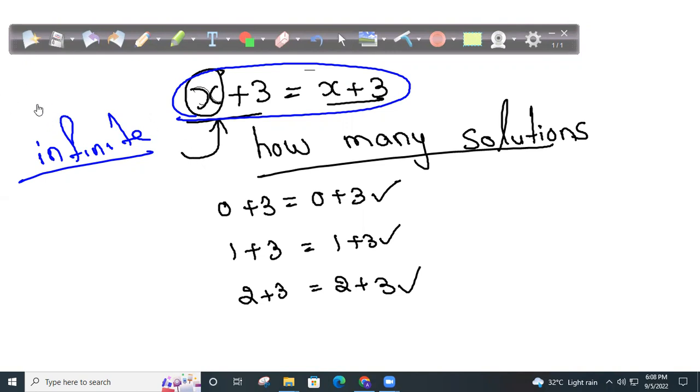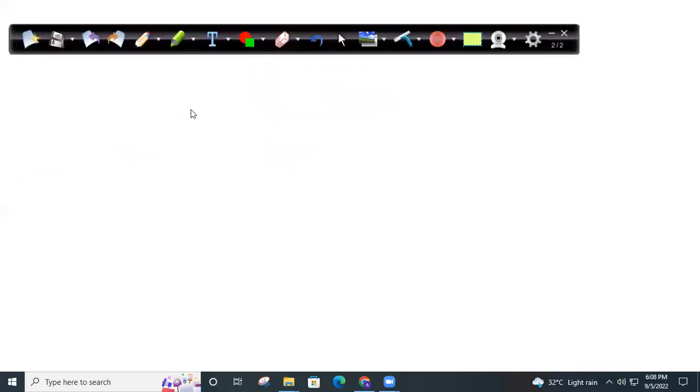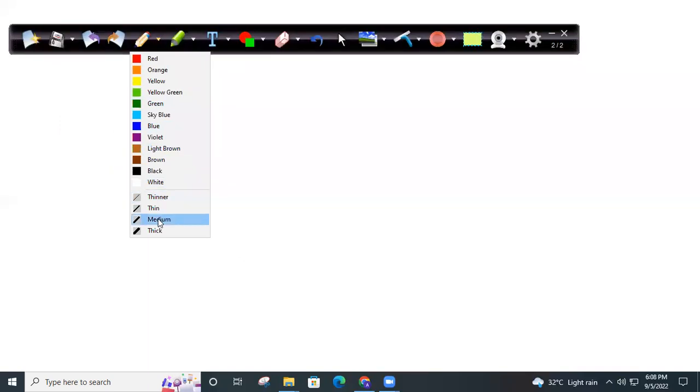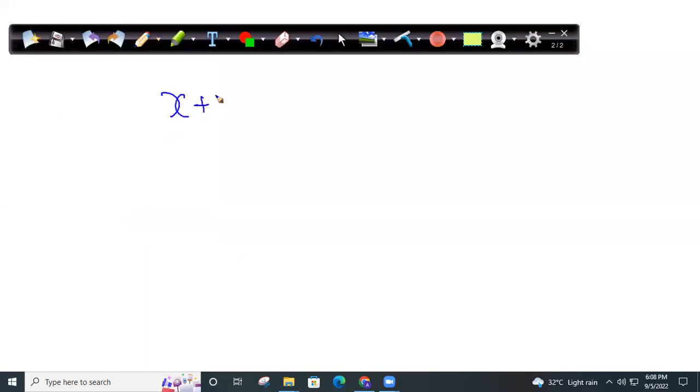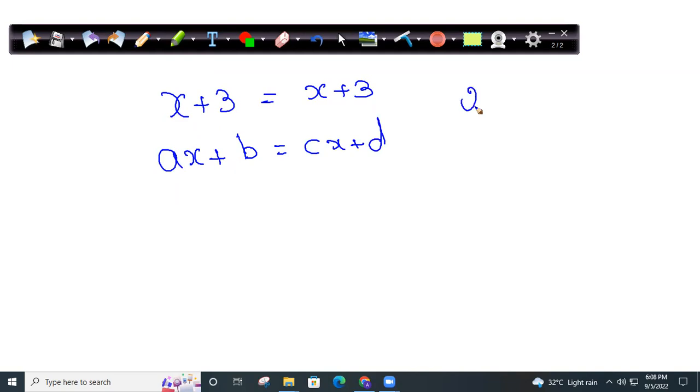So how do they ask this question in the exam? Let me generalize this statement. What I wrote on the screen is x plus 3 is equal to x plus 3. If I have ax plus b is equal to cx plus d, I'm just generalizing the statement. Suppose I have 2x plus 10 is equal to 2x plus 10.